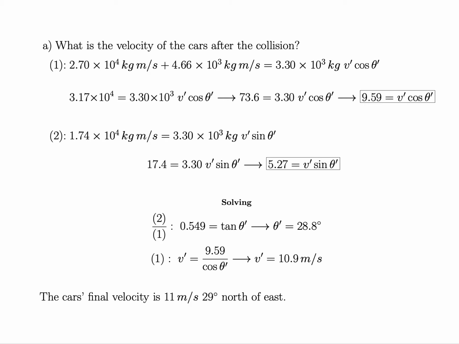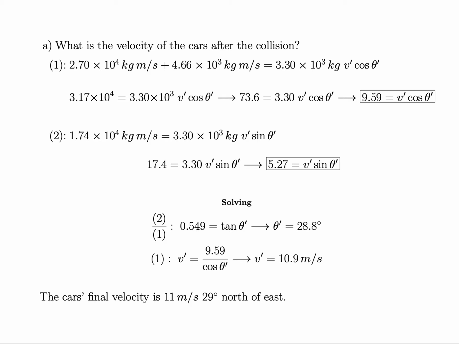When I see something that has sine theta on one side of one of the equations and cosine theta on the one side of the other equation, I realize if I divide the two, I can get tangent theta. So what I did there is I took the second equation and I divided it by the first equation. On the left-hand side, I just divide the numbers. On the right-hand side, I divide v prime sine theta prime by v prime cosine theta prime. The v primes cancel out, and I'm left with tangent of theta prime, which is pretty easy to solve, and I get 28.8 degrees. And then you can stuff that back into either equation 1 or equation 2.